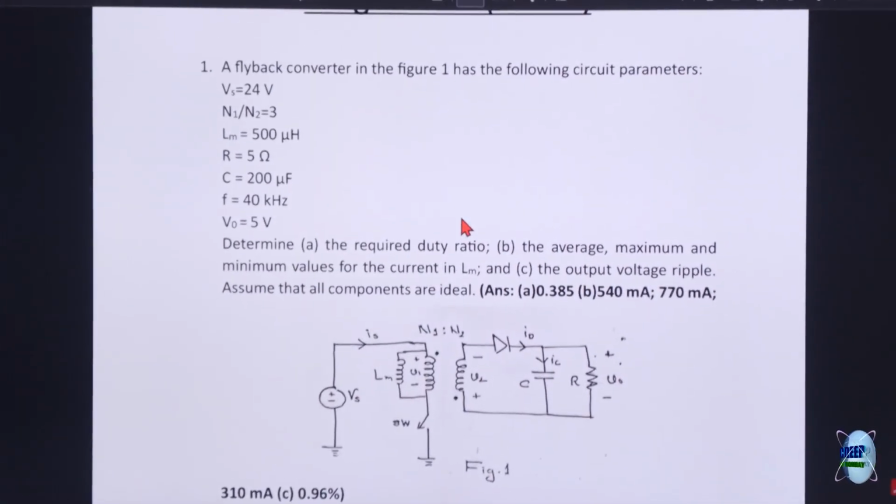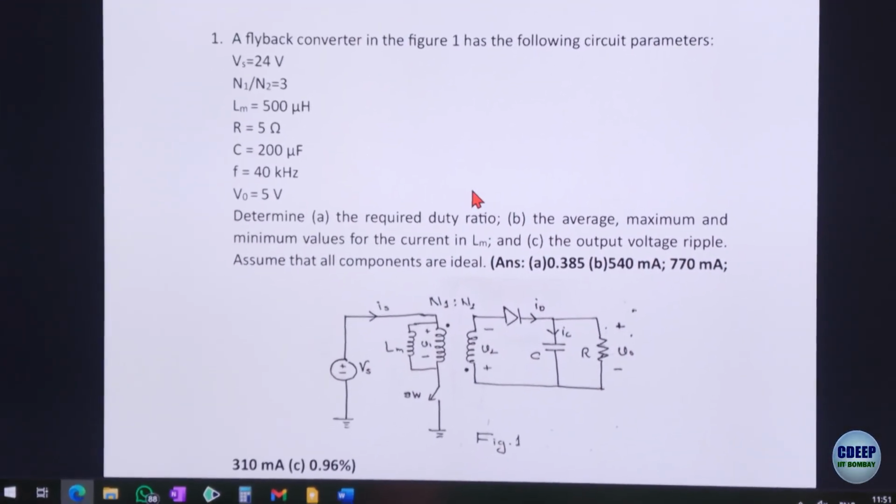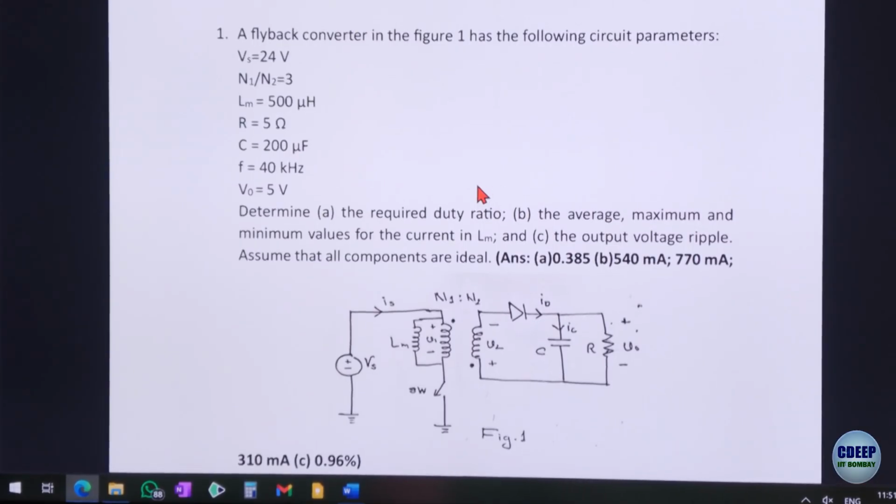Okay, so the first question, assignment. How many of you have done the assignment? Okay, then let's try to do it now. This is a simple assignment, only a few questions, very straightforward.